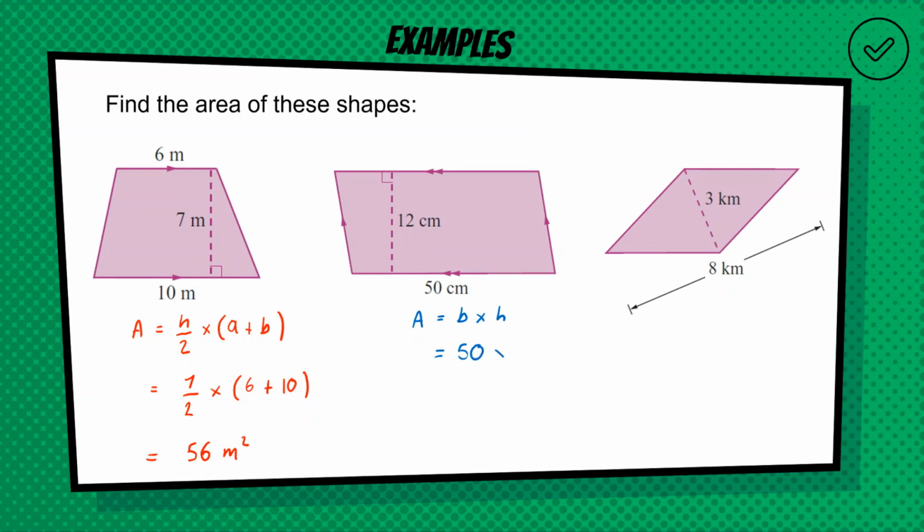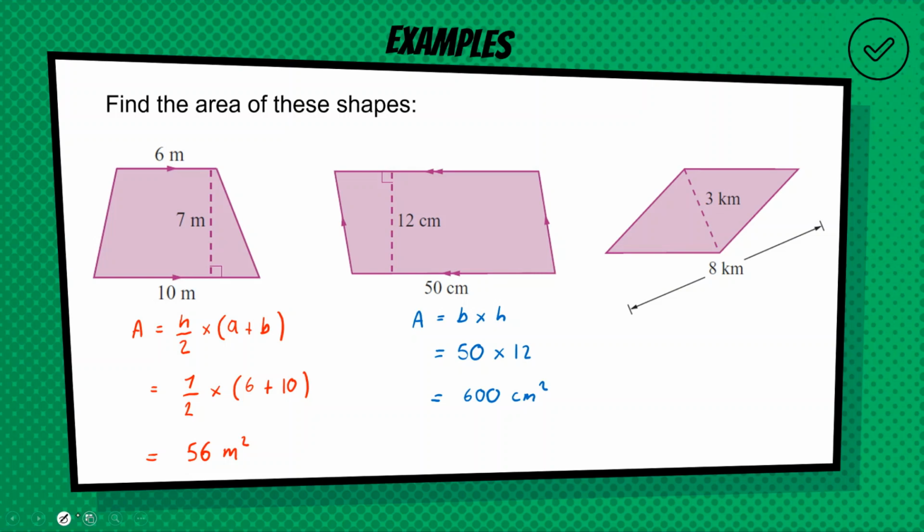50 times 12. All right, so let's think. 5 12s would be 60. So 50 12s is just an extra 0. So 600. Once again, we got centimeters, so I'm just going to do centimeters squared.